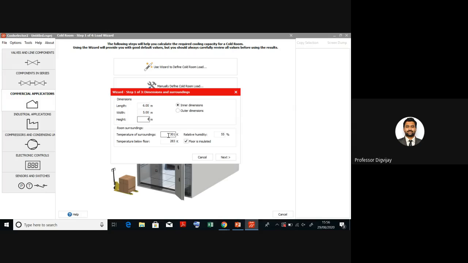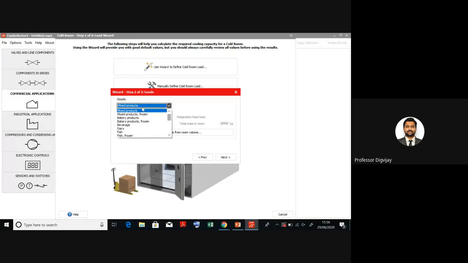30 degrees, how much is that? 303. So this will be 303 Kelvin. Temperature below floor, I have taken 10 degrees Celsius, so that will be 283. Relative humidity, they have taken 55%. Floor is insulated. So floor will not be insulated. There will be heat transfer from floor to cold room.